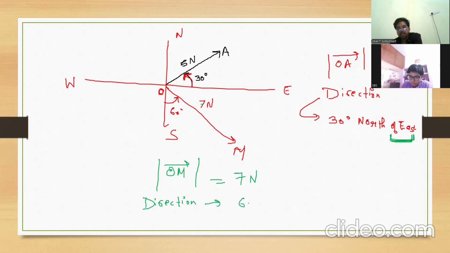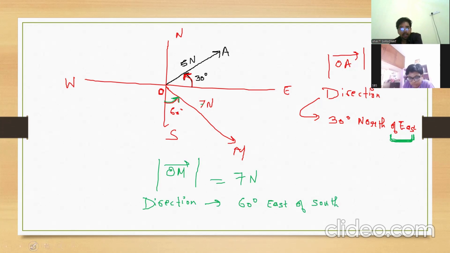Here the direction is 60 degree. Where are you coming from? South. Where are you pointing? You are pointing towards east. So 60 degree east of south. So this is the way you should include the direction.